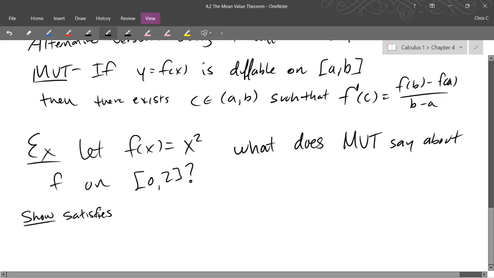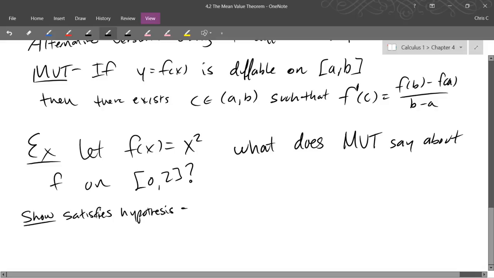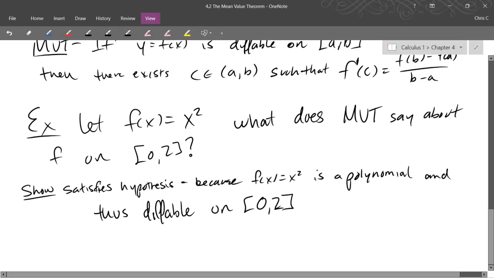Why do we satisfy the hypothesis? So why is x squared differentiable? What type of function is it? Polynomial. There we go. So it's a polynomial, so it is differentiable, and thus differentiable on any interval, but specifically 0 to 2. So make sure that you say why it is differentiable.